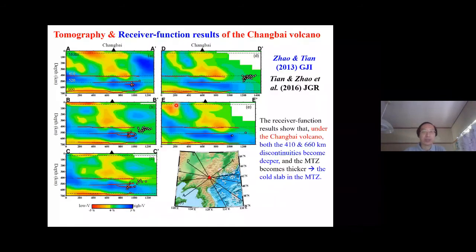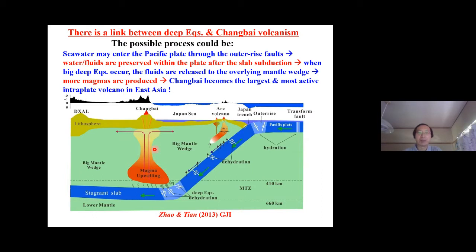This figure shows five cross sections passing through the Changbai volcano together with the deep earthquakes shown in the white dots. You can see these deep earthquakes occur in the subducting slab in the mantle transition zone. And in the upper mantle, we can see the low velocity anomaly, the red zone, extending toward the east, just above the deep earthquakes. Based on these results, we propose this model. We think there is a link, a correlation between the deep earthquakes and the Changbai volcanism.